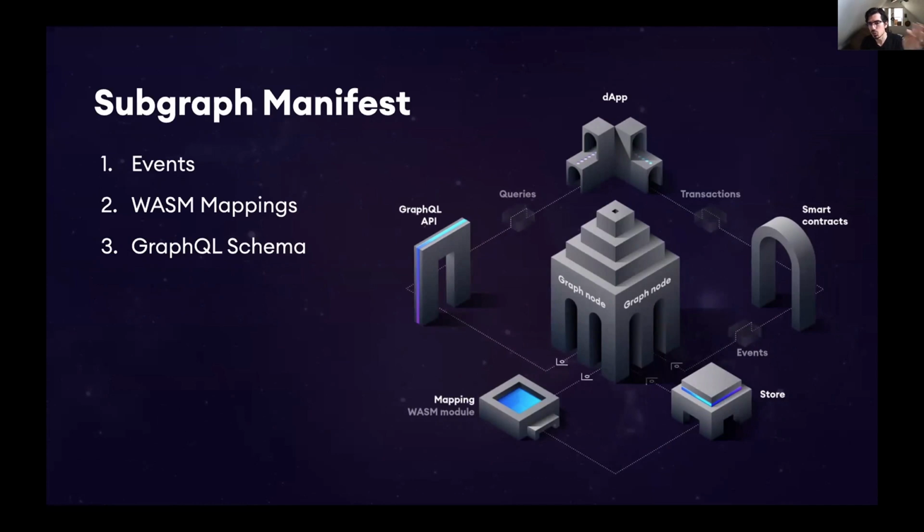A subgraph is defined by a set of events that a subgraph is listening to, WASM mappings that deterministically process those events and load them into a store, and a GraphQL schema that defines the shape of that store. So all of these are contained in a subgraph manifest that's deployed to IPFS and identified by its unique content hash. So this is the unit, the data sets that are being deployed to The Graph. And as curators, this is what you'll be curating.